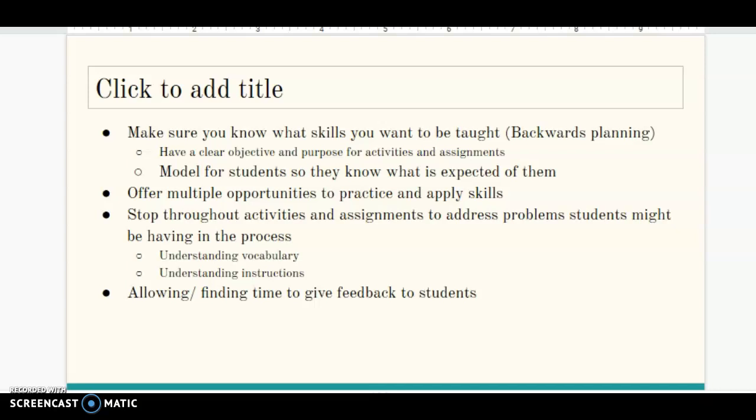So for ELA, that would be for writing. You want to have time to go back to that first draft with the students and really get them to understand what they could fix, what they could add, or help them really formulate their ideas.